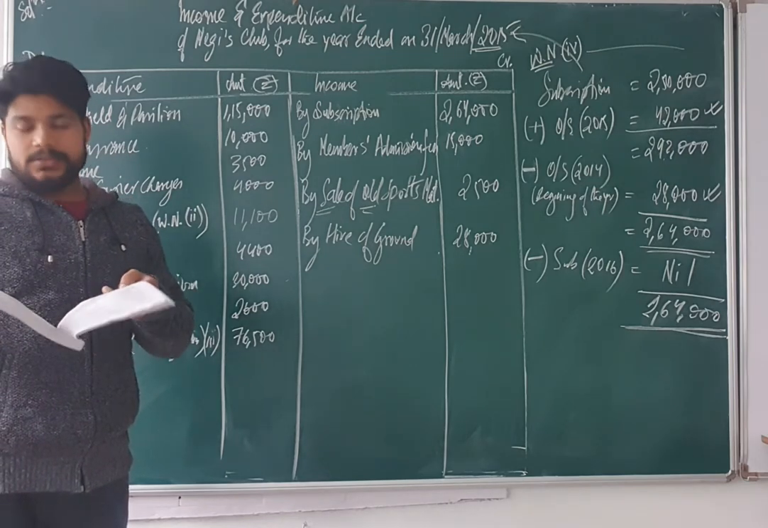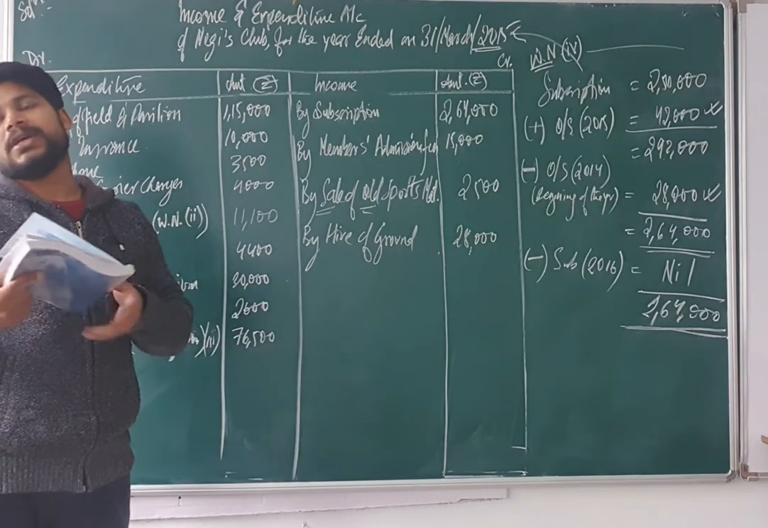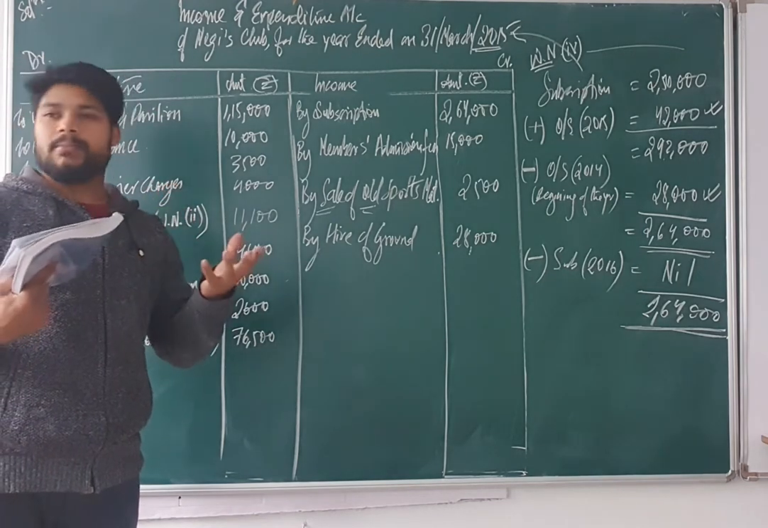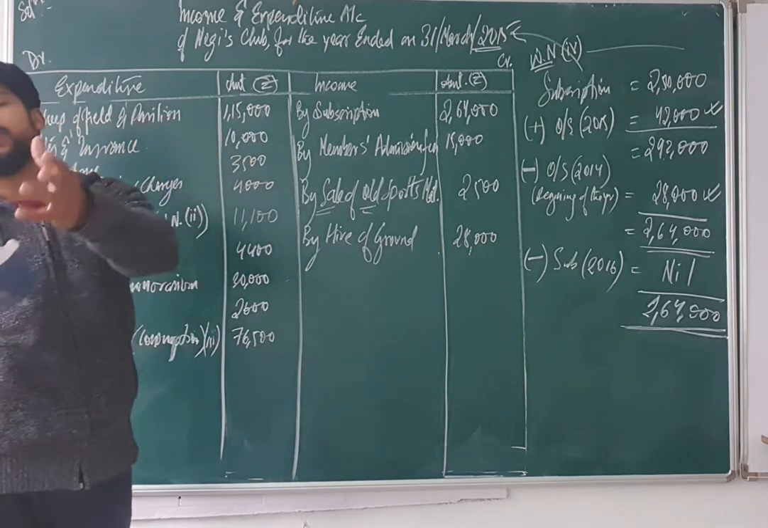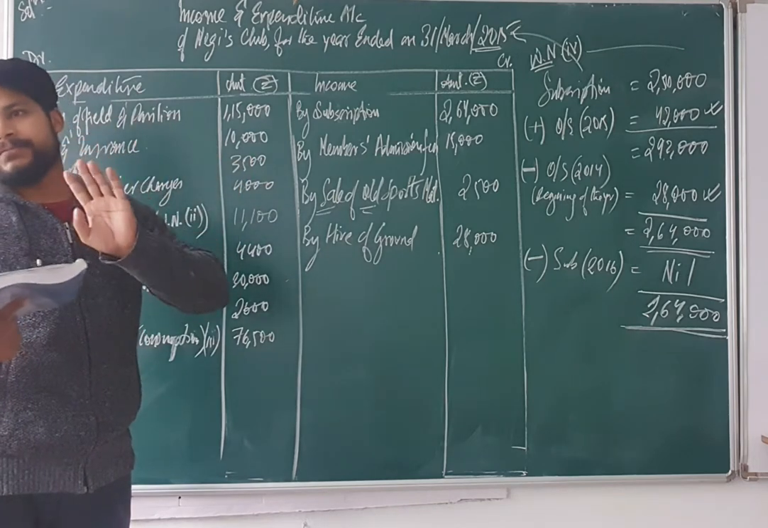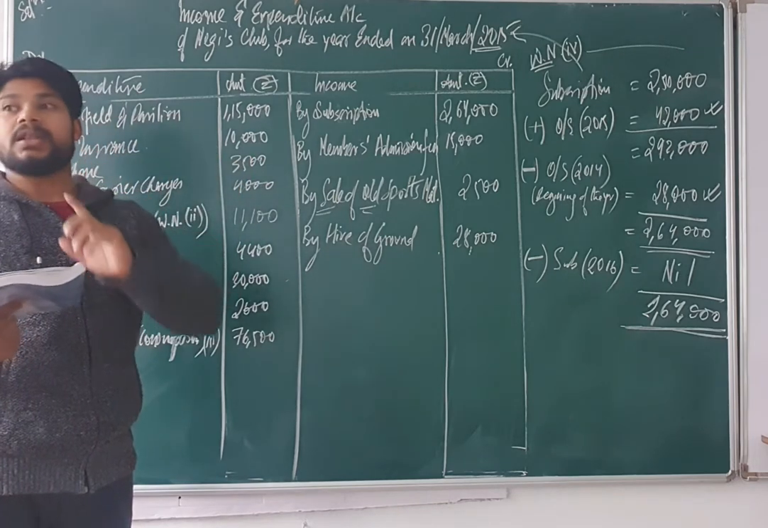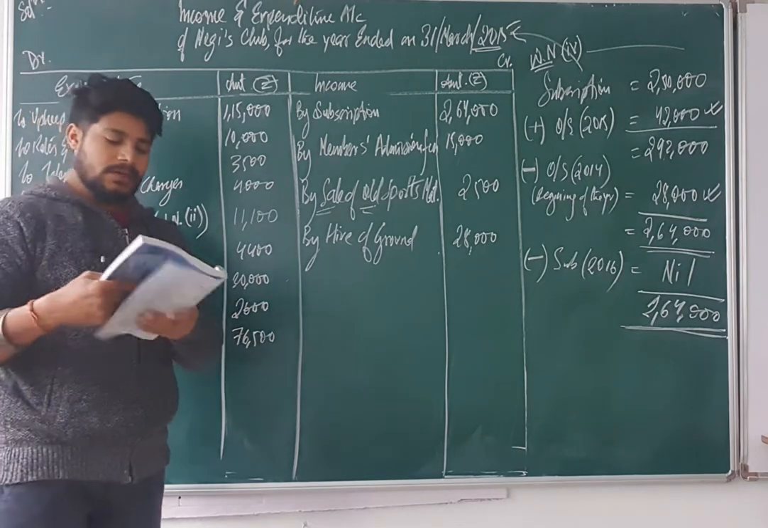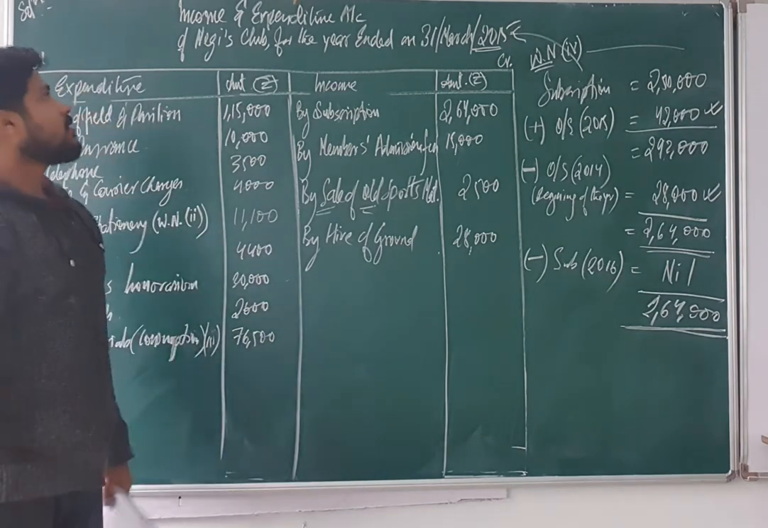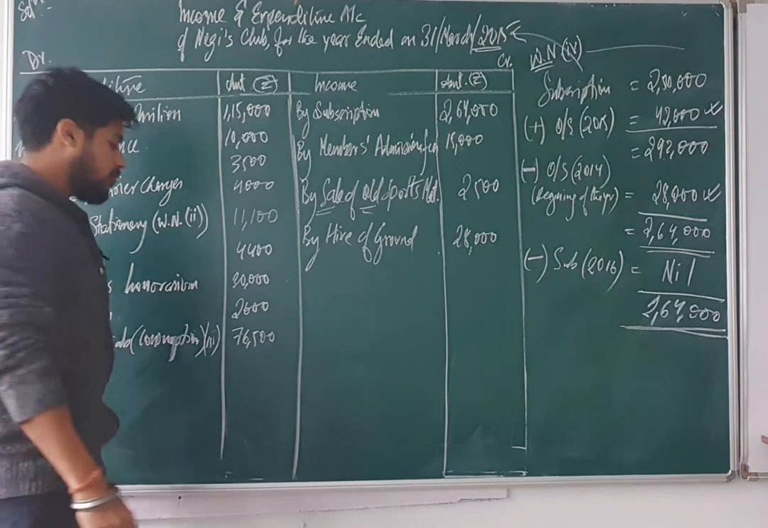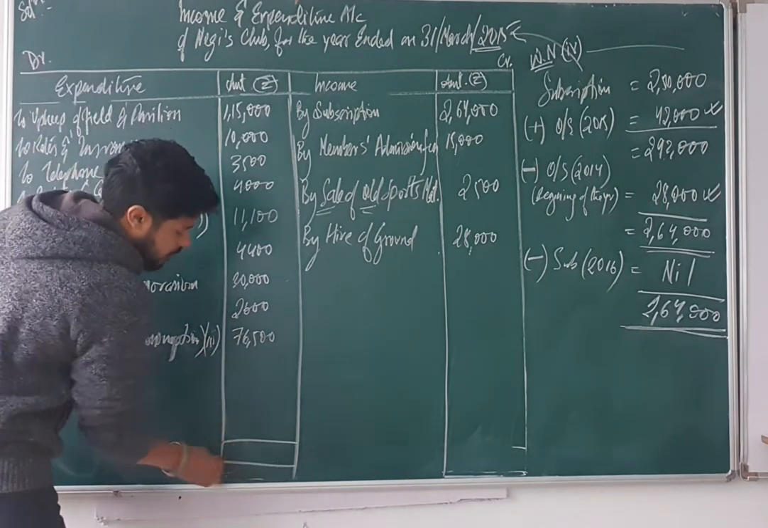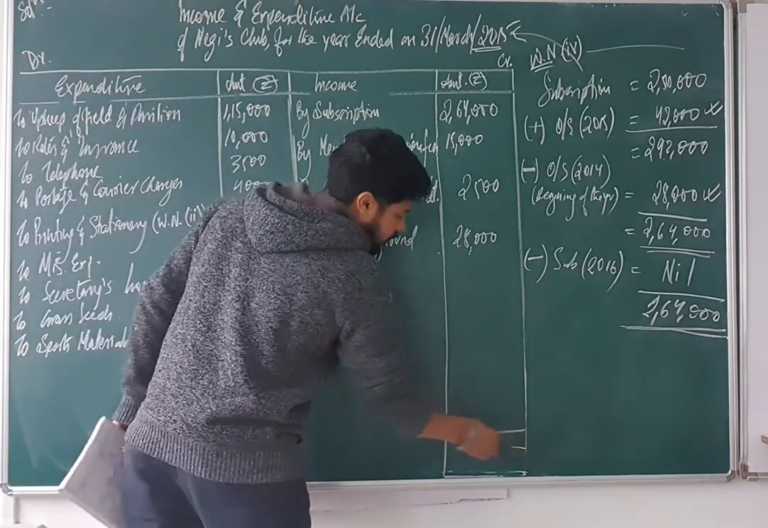Donation for tournament. It is also a liability for you. Somebody has given you a certain amount, okay, for a certain activity. You cannot use it elsewhere. Is it okay? Hence it's a liability for you. So we're done. This is it. We're done with the income and expenditure account. We just have to find out deficit or surplus.